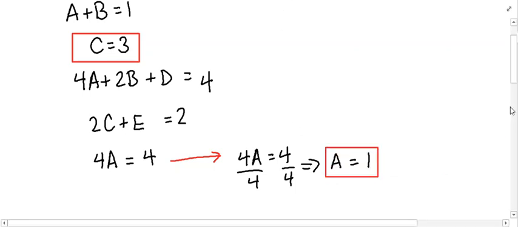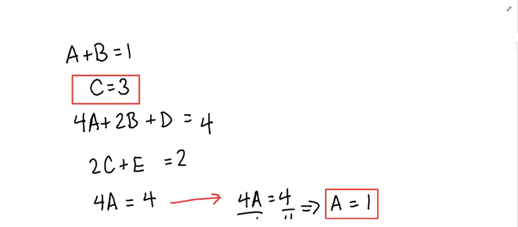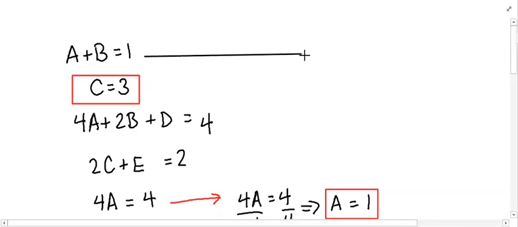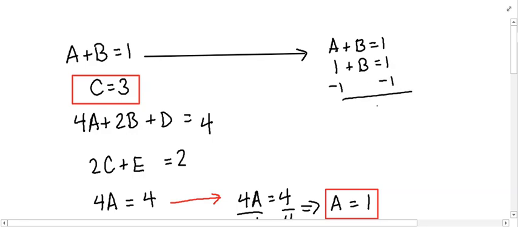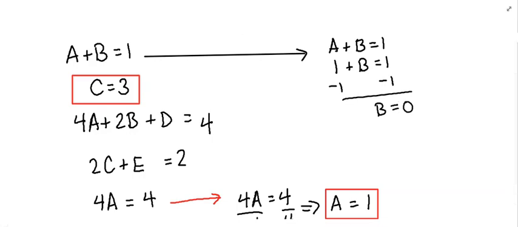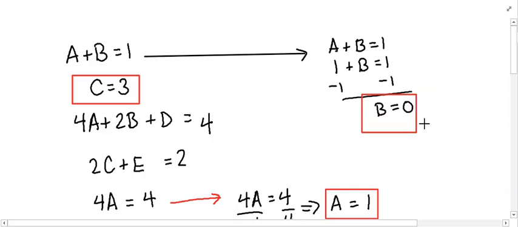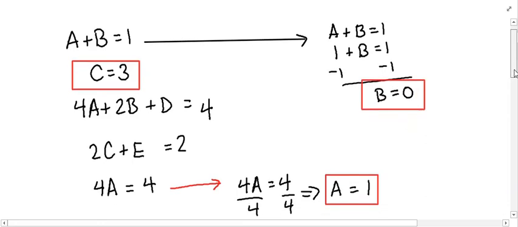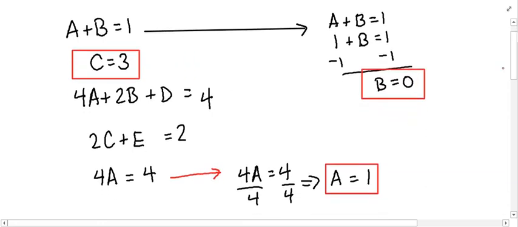Okay, now that we know that a is 1, we can come up here. We know a plus b has to add to 1. So if we have a plus b is equal to 1, we know that a is 1, so replace that, and then solve for b. We're going to get that b has to be 0. So there's your third constant. Okay, let's work on the stuff that's remaining. We still need d and e.